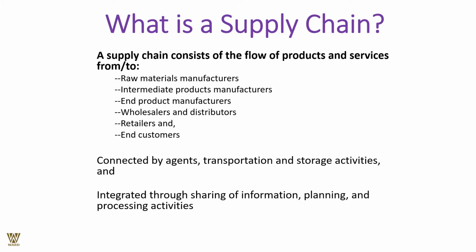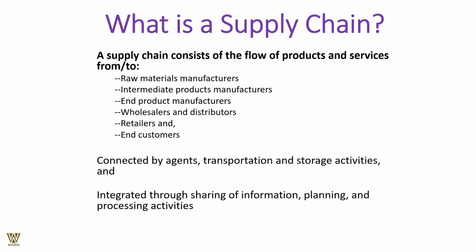So, what is supply chain? Supply chain consists of flow of products and flow of services from raw material manufacturers to intermediate product manufacturers, to end product manufacturers, to wholesalers and distributors, to retailers, and to end customers. When people might say, how can it be from and to? Because at times the customers might not be satisfied with the product and would like to have a refund, or there would be warranties and guarantees that need to be taken care of, and that is where they have to return the product, which goes into the manufacturing facilities for the requisite conditioning of the product.